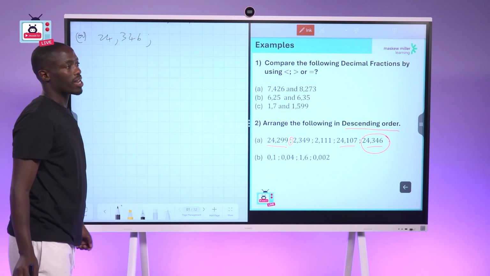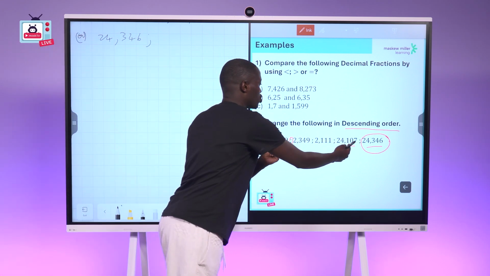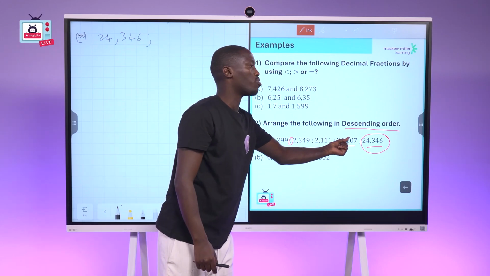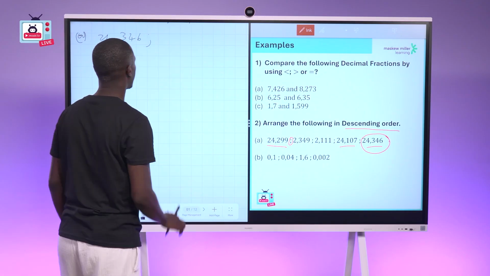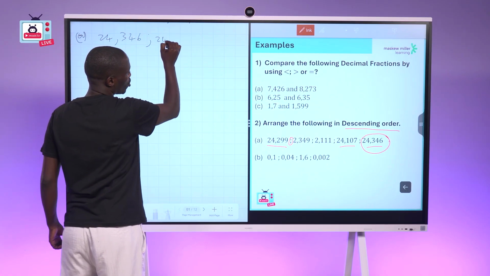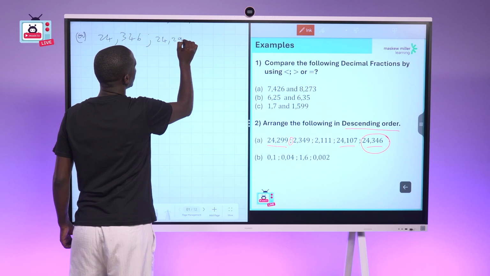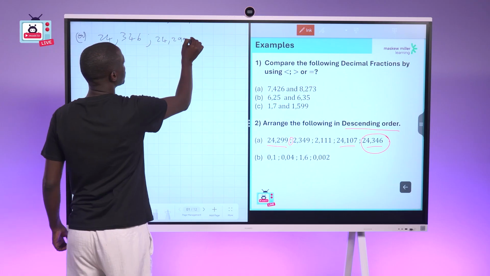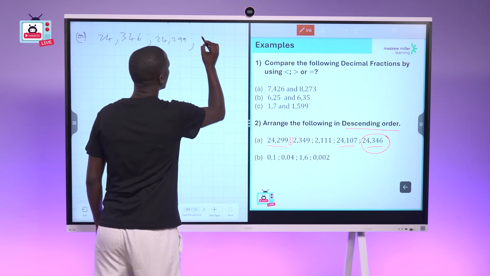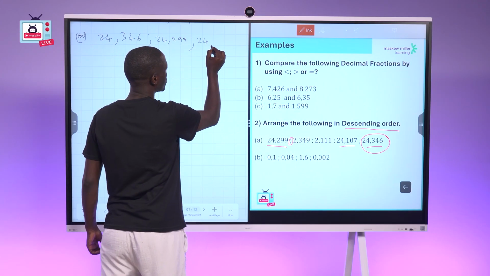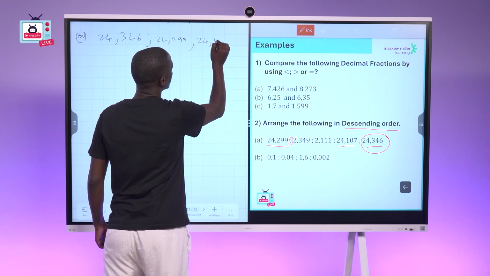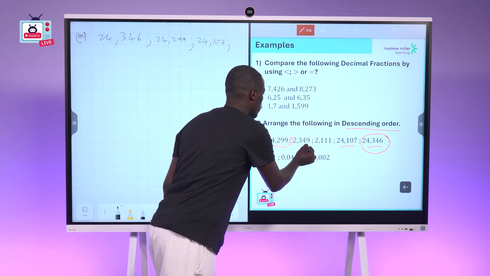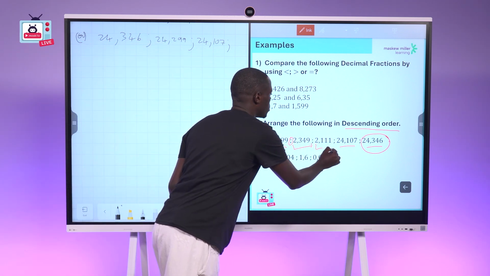24,346, separated by a semicolon. Now I need to compare these two, the remaining two. These two I have 24.2. Here I have 24.1, which means that 24.2 is bigger. This will be 24.299. Remember, you don't say point, you say comma. Next, and then the last one would be amongst the 24 comma something, it will be 24,107, semicolon.